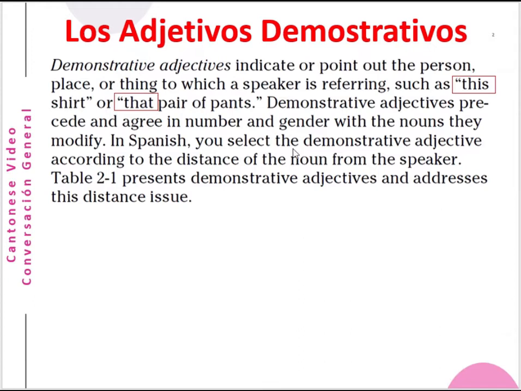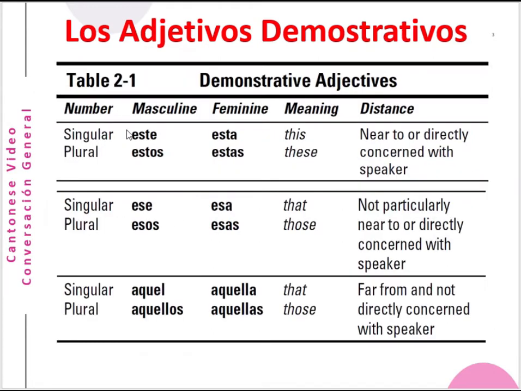In Spanish, you select the demonstrative adjective according to the distance of the noun from the speaker. Table 2.1 represents demonstrative adjectives and addresses this distance issue. In this table, you can see the number, singular or plural, and the demonstrative adjective with masculine or feminine nouns, and this is the meaning of it. This is the distance from the person who speaks.